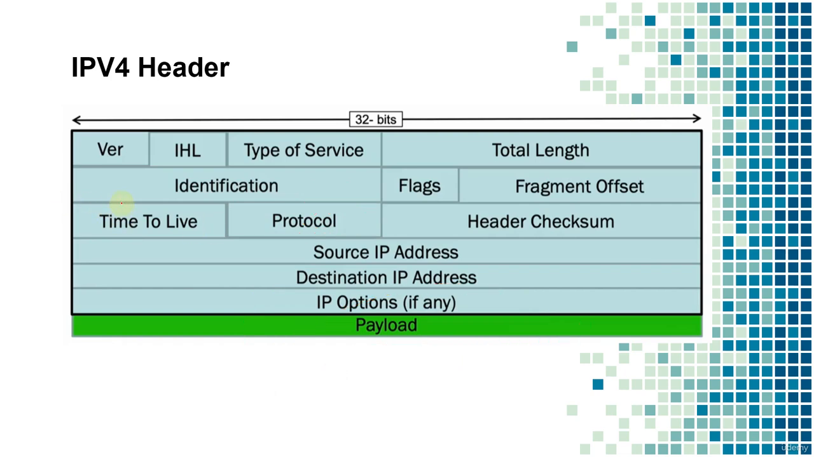We have time to live. This is basically a mathematical formula using 2 power, but it starts from a higher number. It could be 256, 128, 64, 32, something like that. So what is time to live? For example, we have a source and we have a destination. In between, we have multiple hops or paths.